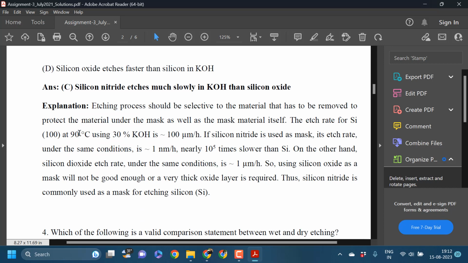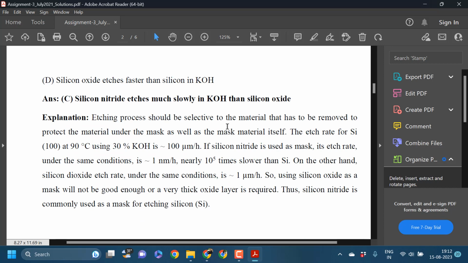So basically you can read this explanation. Etching process should be selective to the material that has to be removed, to protect the material under the mask as well as the mask material itself. The etch rate for silicon at 90 degrees Celsius using 30% KOH is 100 micrometers per hour. If silicon nitride is used, its etch rate under the same condition is 1 nanometer per hour, nearly 10^5 times lower than that of silicon. On the other hand, for silicon dioxide, the etch rate is approximately 1 micron per hour. So using silicon oxide will not be good enough, or a very thick oxide layer will be required. Thus silicon nitride will be used.